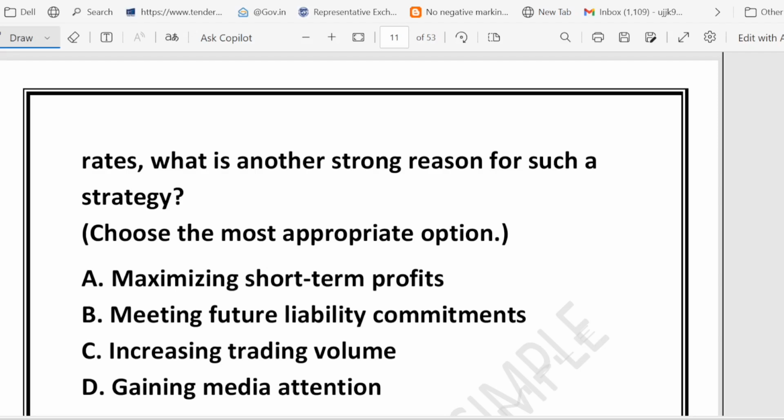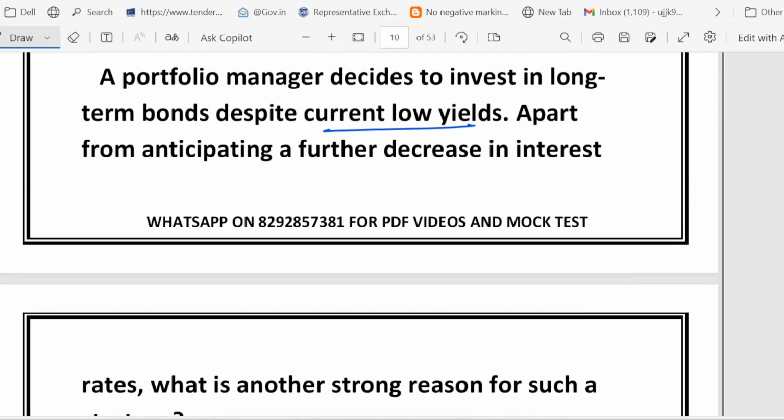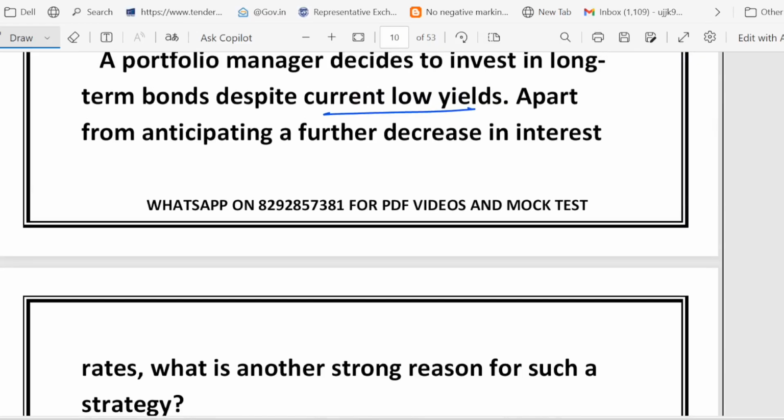D says gaining media attention. What do you think is correct? Let me explain. Many institutions like banks, insurance companies, and pension funds know that they have to pay a large sum in the future, for example pension payment, insurance claim, or maturing deposit. So buying long-term bonds that mature around the same time as those payments means the institution will have exactly the money it needs, when needed.